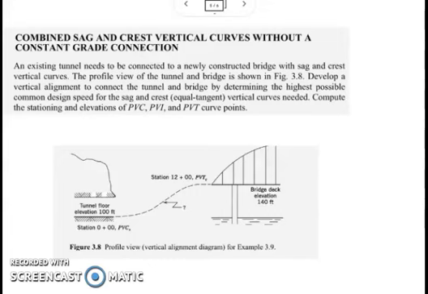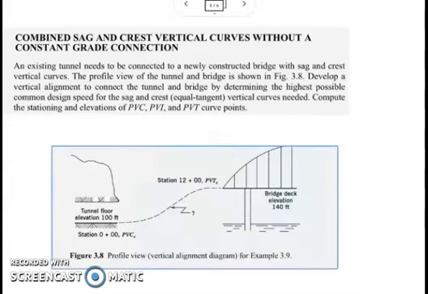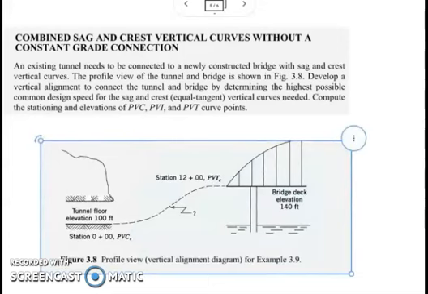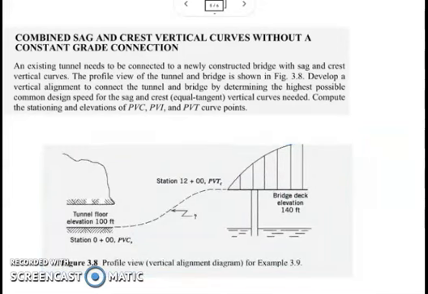So we have here a tunnel. The curve is a combination of a tunnel and a bridge, if you observe based on our figure. So we have here a tunnel and you have a bridge. So this is now a combination of a sag vertical curve and a crest vertical curve.